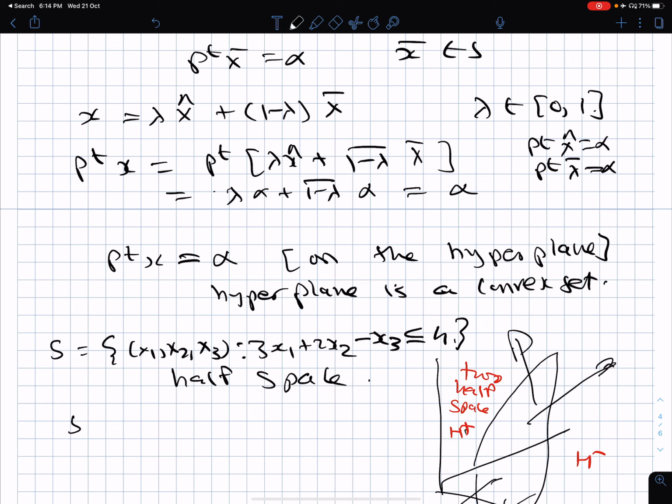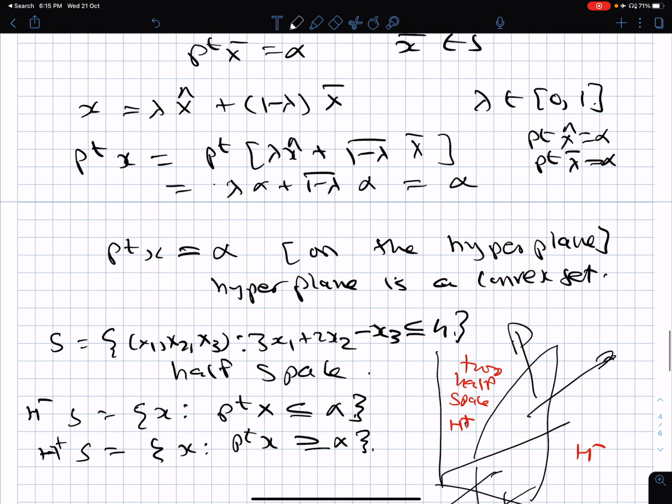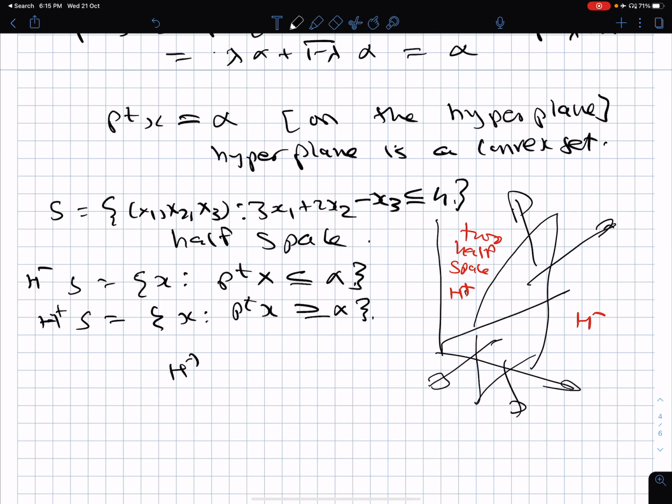Generalizing to hyperplanes, it is the set of all x such that p transpose x is less than or equal to alpha. Another half space, so this I will call H minus. Then I can define another half space H plus, which is p transpose x greater than or equal to alpha. And every time you take any x, either of these two has to happen. Therefore H plus union H minus will be equal to R^n. So the complete space is partitioned into two half spaces by a hyperplane.